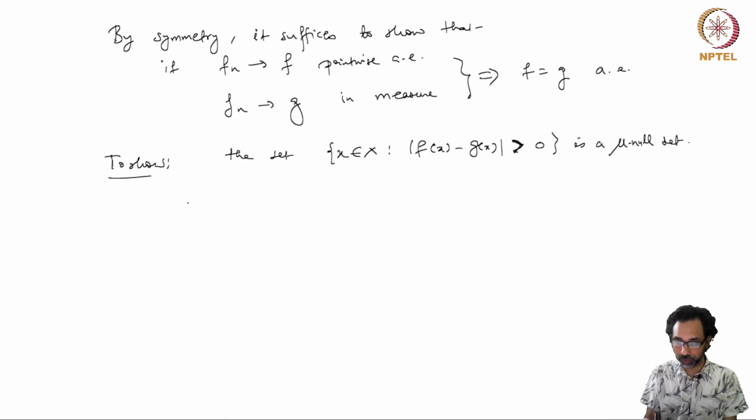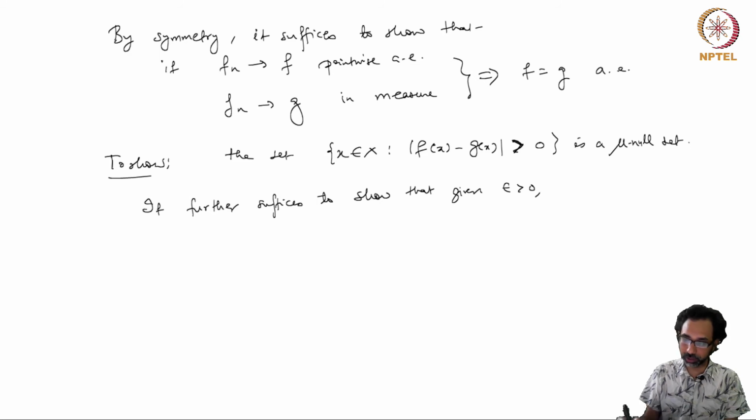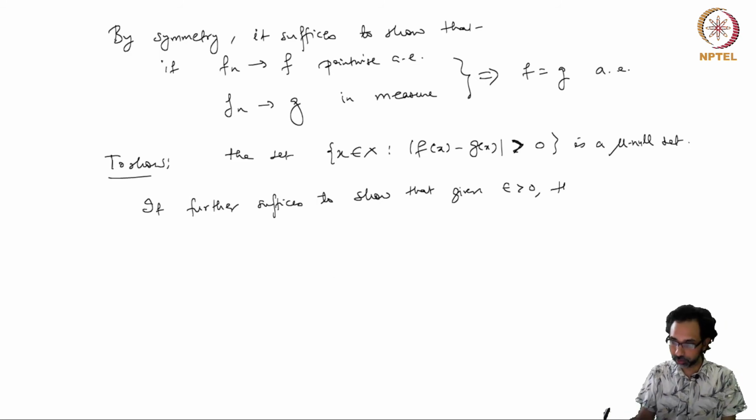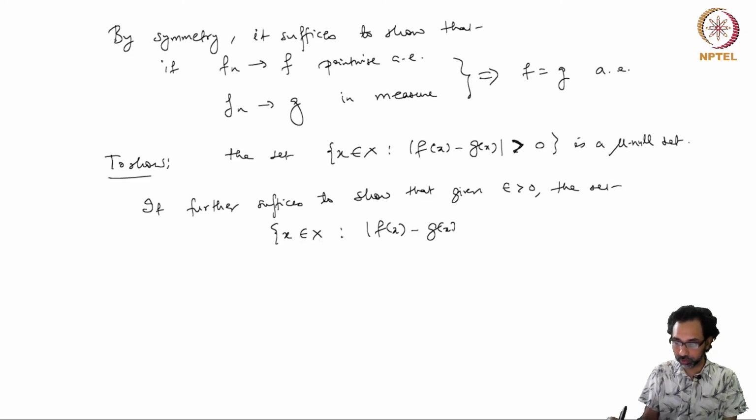So if we want to show this, it further suffices to show that given any epsilon greater than 0, the set of x in X such that the modulus of f(x) minus g(x) is greater than epsilon is a mu null set.